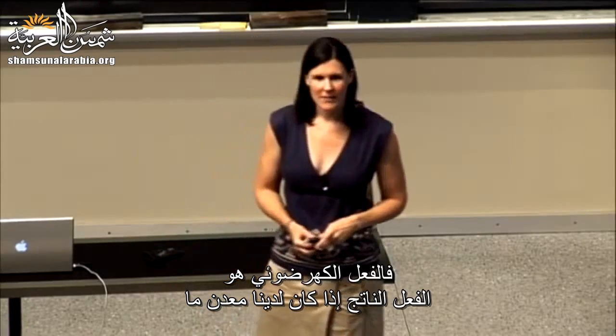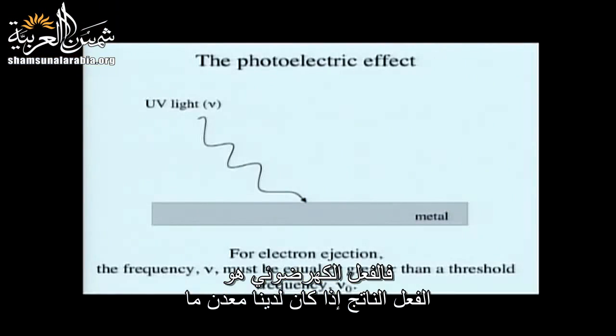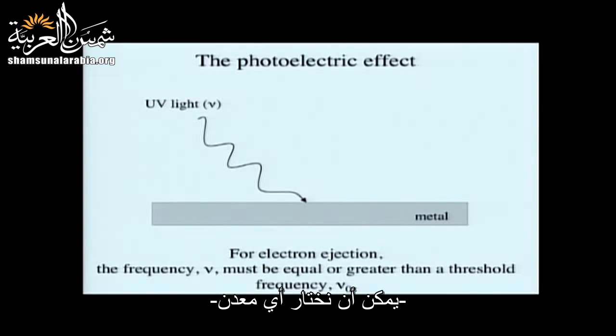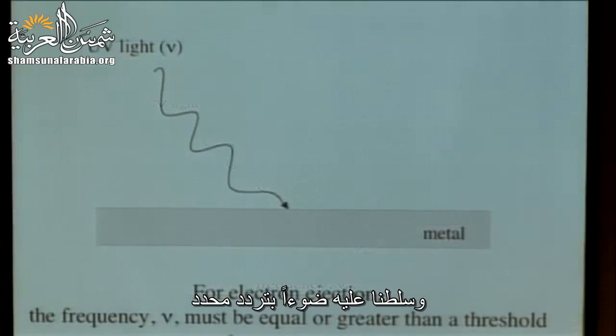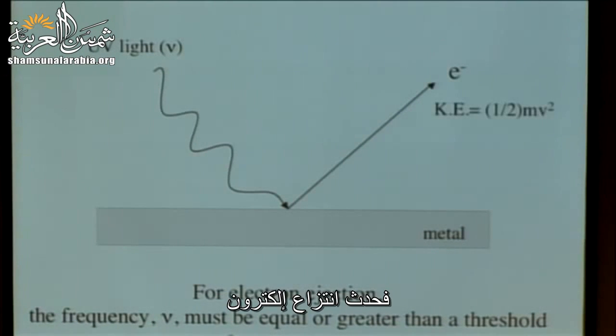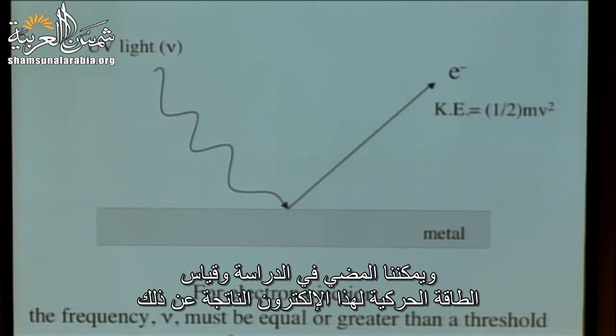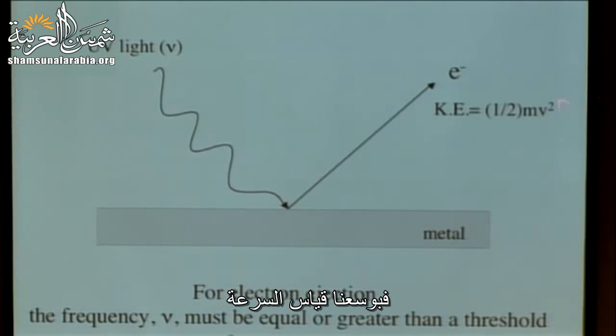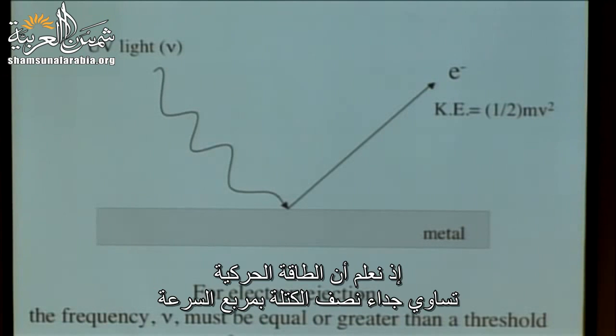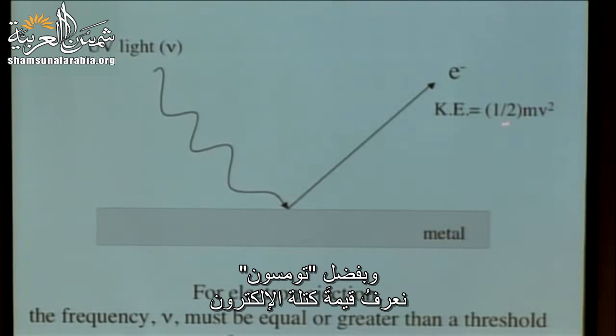So the photoelectric effect is the effect that if you have some metal, and you can pick essentially any metal you want, and you shine light of a certain frequency onto that metal, you can actually pop off an electron. And you can go ahead and measure the kinetic energy of that electron that comes off, because we can measure the velocity, and we know that kinetic energy equals 1/2 mv squared, and thanks to Thomson, we also know the mass of an electron.